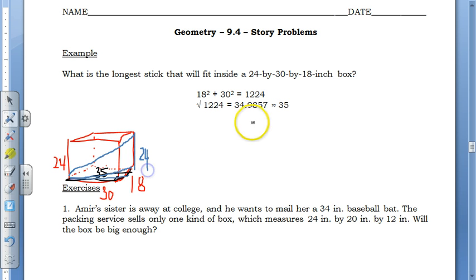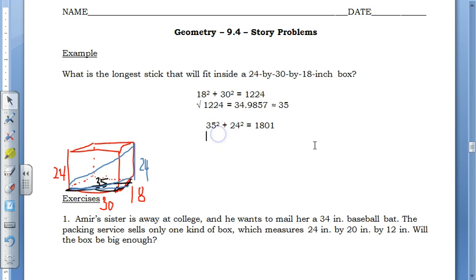So if I use the answer from my first hypotenuse along with the other number I didn't use yet, that will tell me the hypotenuse of the new triangle, which will also be the length of the longest stick that'll fit inside the box. So we'll do 35 squared plus 24 squared, and I got 1801, and the square root of 1801 is 42.4.